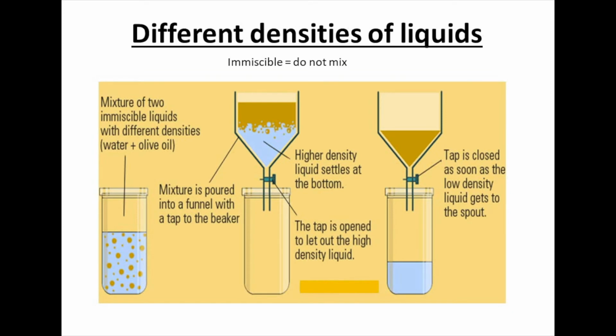You can see a little tap at the bottom. You open the tap once it's settled, once the 2 liquids have settled. You open the tap, you allow the higher density liquid to come through, and you close the tap and keep the other liquid in there. Okay, so if it was oil and water, the water now would be in the beaker at the bottom, and the oil would still be in the separating funnel. It's because they have different densities, and they also do not mix.